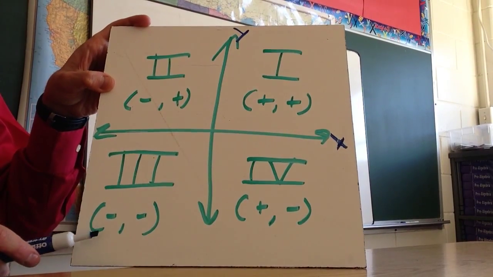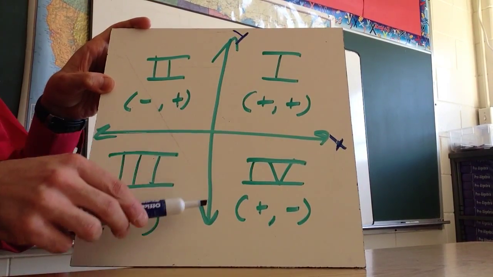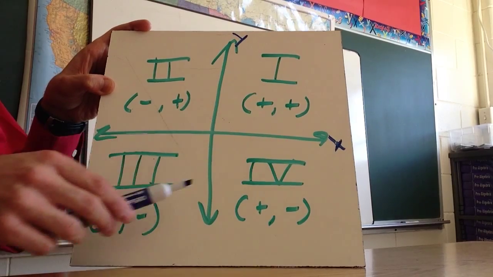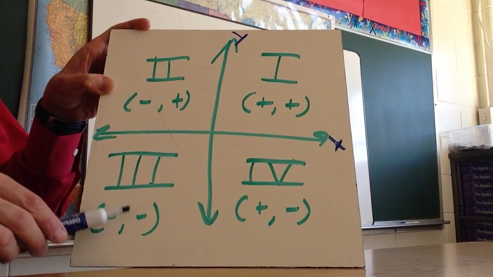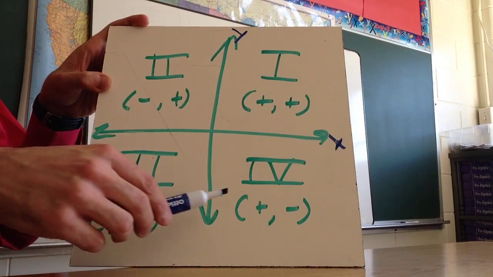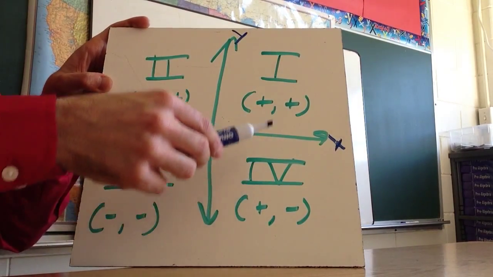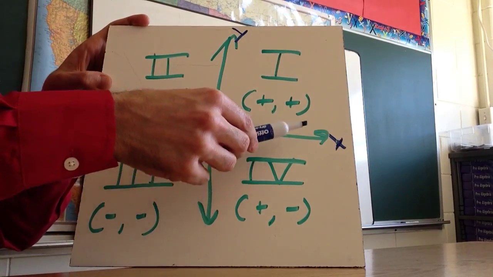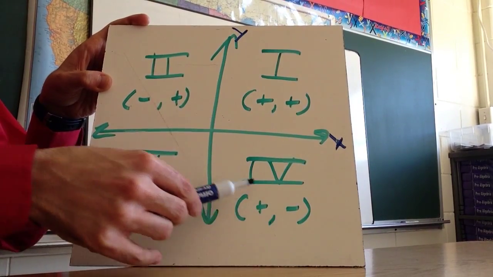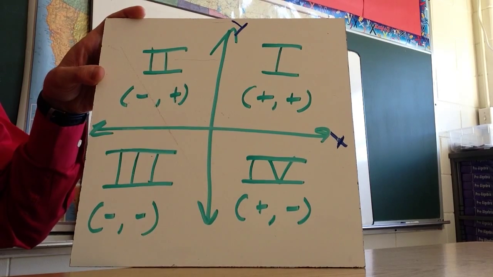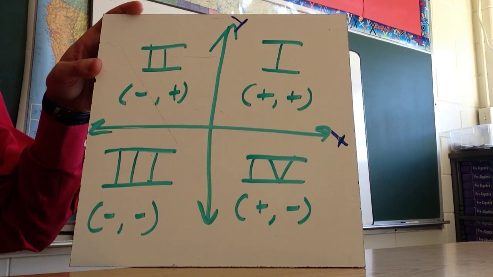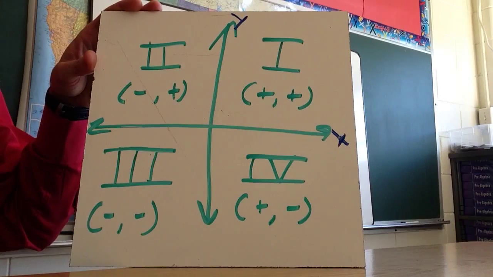Quadrant 3 is x to the left and y down, so this is negative x and negative y, so both values are negative. That will end up in quadrant 3. And quadrant 4 is to the right with x and down with y, so it's positive x and negative y, and this would be quadrant 4. It may be a good idea to write down this graphic in your notes.